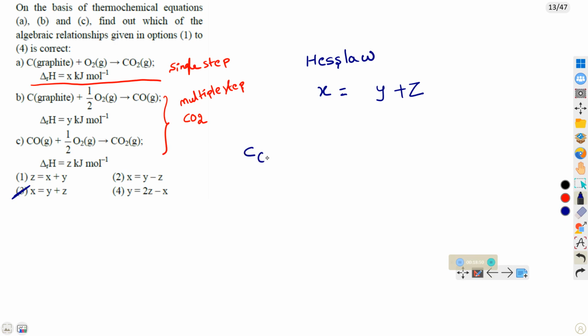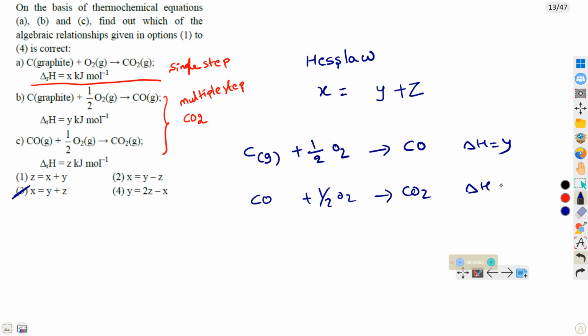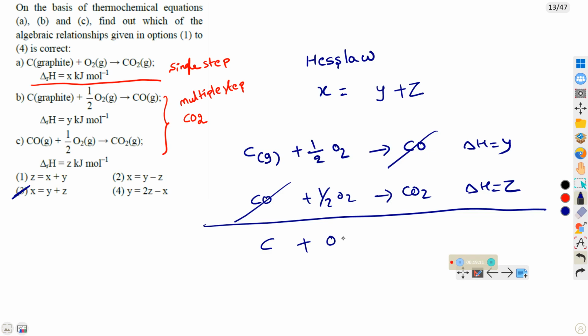You can check it. C graphite plus half O2 gives rise to CO. Delta H is equal to Y. CO plus half O2 gives rise to CO2. Delta H is equal to Z. Add these two equations, then what is obtained? C plus O2 gives rise to CO2 is obtained. Delta H is equal to Y plus Z.